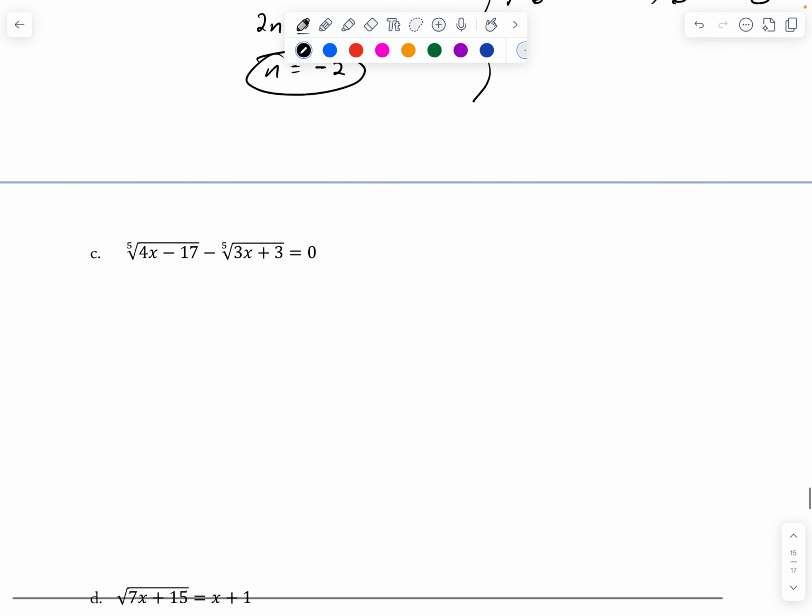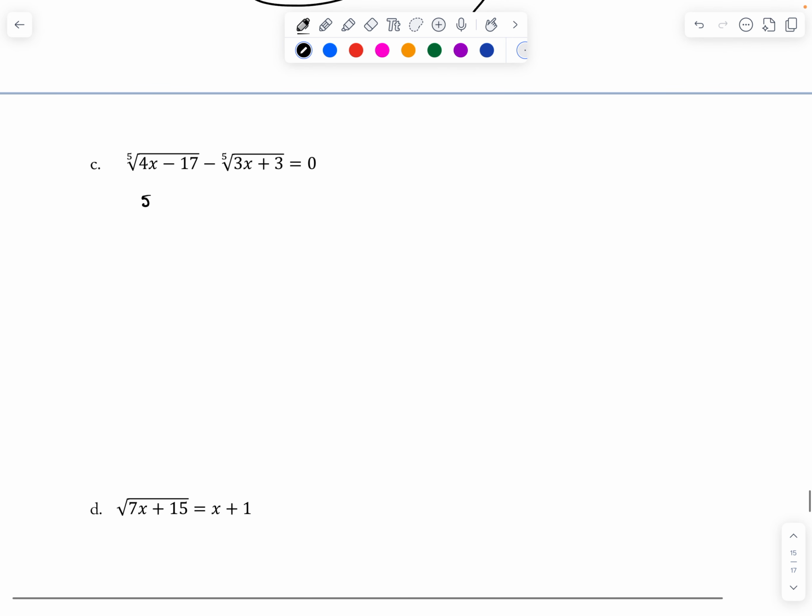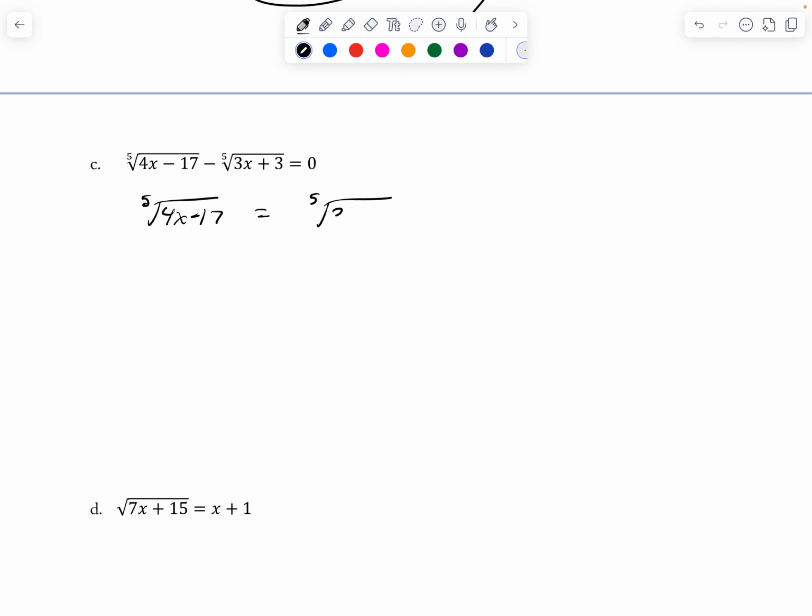All right, it's very similar to the last one. I'm going to move over that 5th root of 3x plus 3 to the other side first. Then I'm going to raise both sides to the 5th power. So I get 4x minus 17 equals 3x plus 3. So I move that over, you get x, add 17, you get 20.